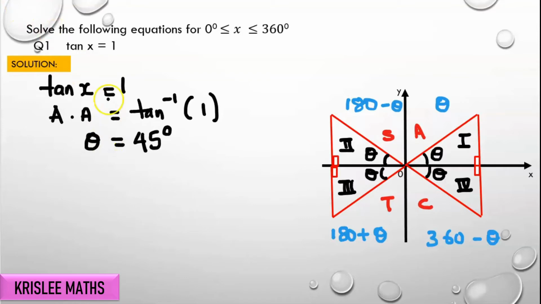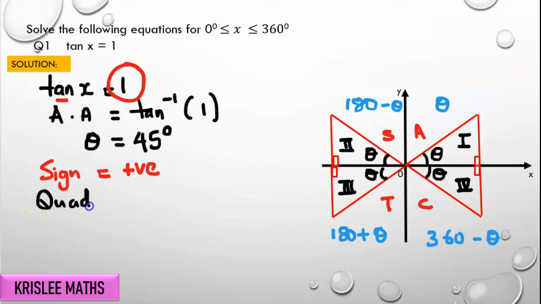Once you have the acute angle, the second thing you have to do is identify the sign of the given value. The sign of the given value here is a positive value. Therefore now you have to check in which quadrant tangent is positive. So list out the quadrants where tangent is positive. Tangent will be positive in the first quadrant and third quadrant.